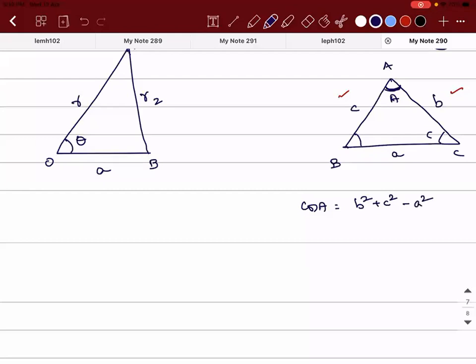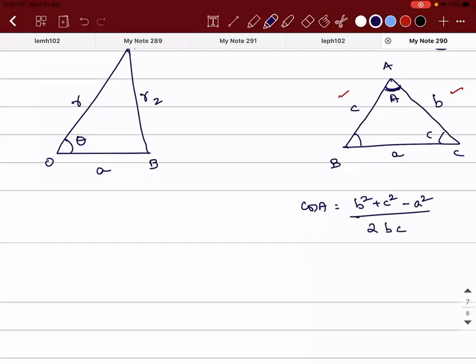Is the numerator clear? I repeat it. Sum of the squares of the included sides, what is it? b square plus c square, minus the square of the opposite side, that is a square, and divide it by 2 times the product of the included sides, that is 2bc.